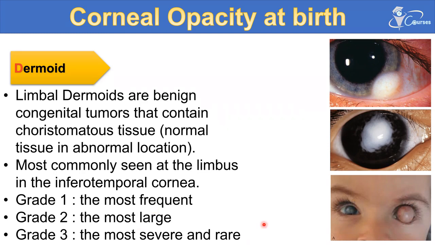So this usually carries a very poor visual prognosis. These are the different types of limbal dermoids, or dermoids, which can cause corneal opacity at birth. I hope that this is clear. And this will be the last differential for the differential diagnosis of corneal opacification at birth. Is it clear?